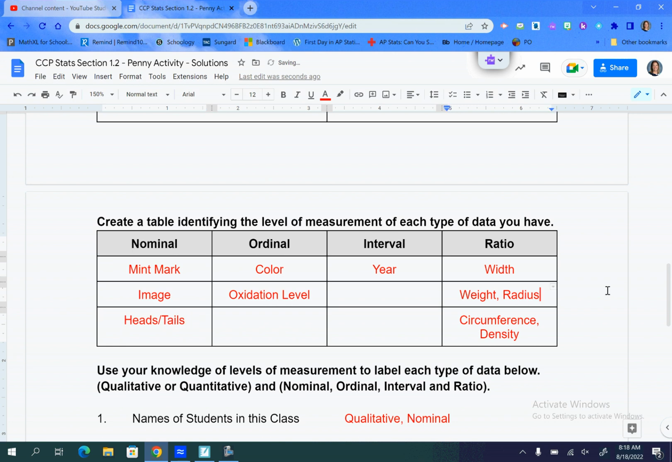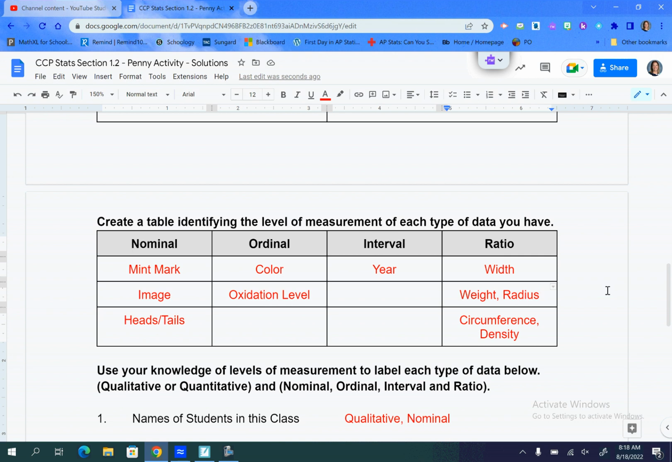Here is our levels of measurement then, and now we start erasing. These are the tricky questions. Okay, so nominal, things that we cannot order, it's more of just a label than anything. The mint mark is a label that tells us something. The image is a label, and then heads or tails is a category. But nothing we can do any mathematical calculations with.